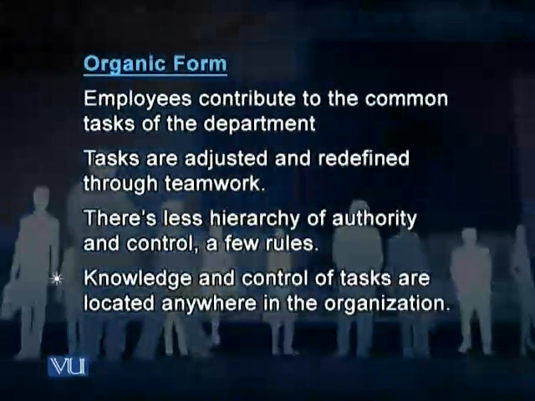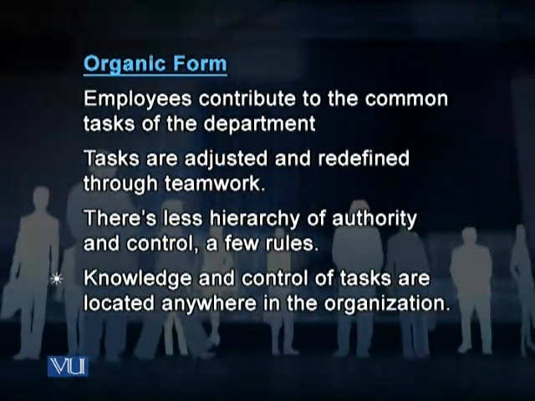And he also observed that knowledge and control of the tasks are located anywhere in the organization. They are not only located at the top, like we saw in the mechanistic form, where knowledge and control were located at the top and the decisions were also made at the top. Here, since knowledge and control of tasks are not located at the top, they can be located anywhere. Therefore, decision making can happen anywhere in the organization. And since decision making can happen anywhere in the organization, that means there is decentralization of decision making.